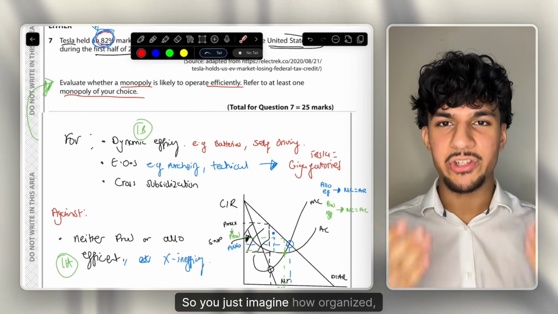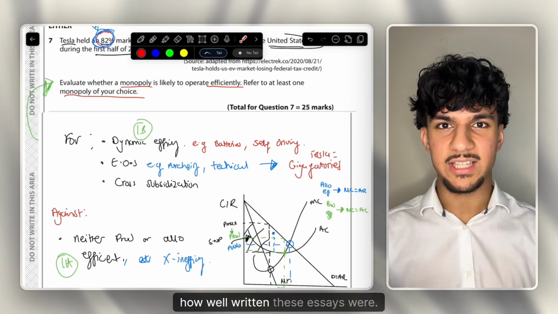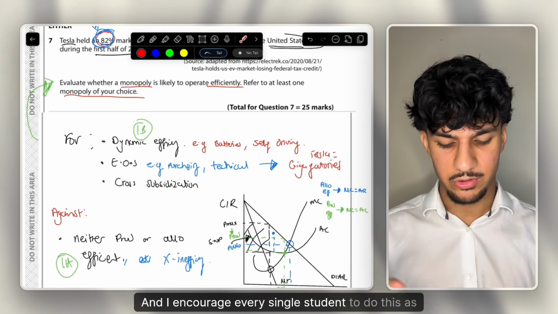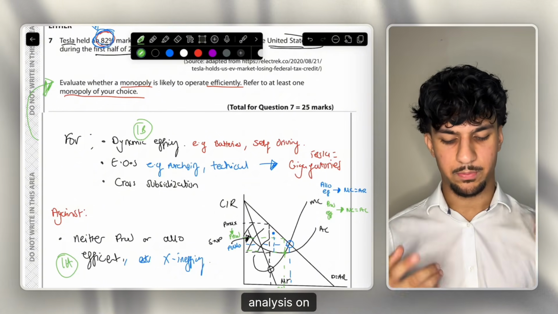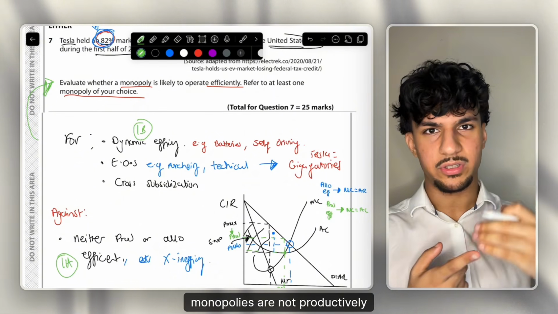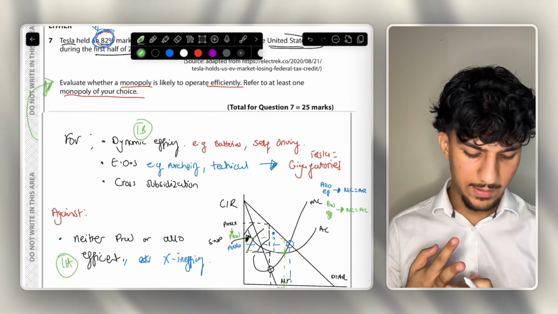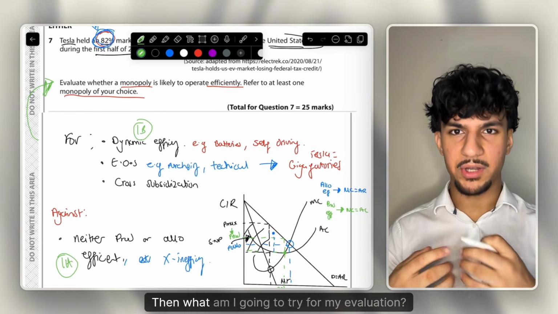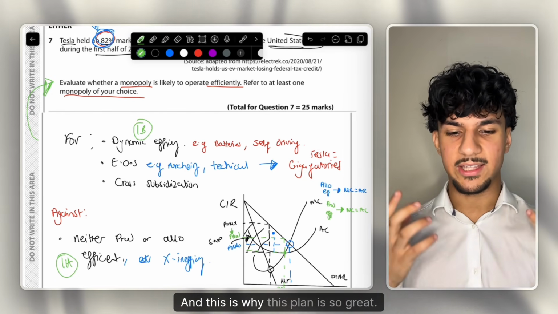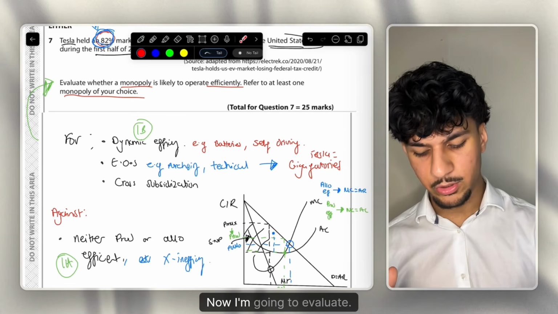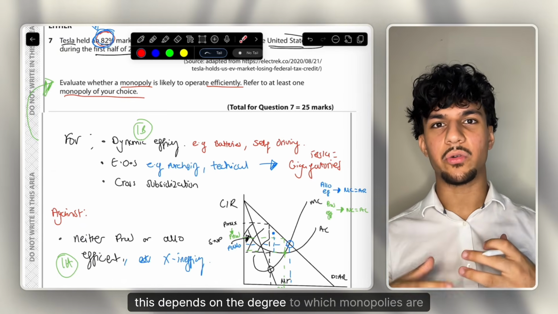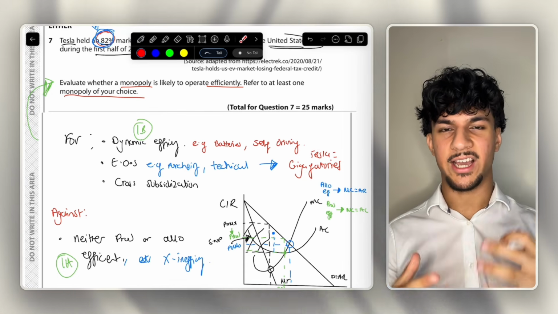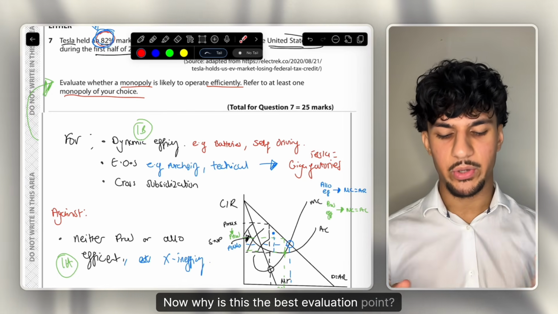So you can just imagine how organised, how well written these essays were, and I encourage every single student to do this as well. So I've done my whole analysis on monopolies, and not productivity, or X efficient. Then what am I going to try for my evaluation? And this is why this plan is so great. Now I'm going to evaluate with saying, however, in evaluation, this depends on the degree to which monopolies are dynamically efficient. Now, why is this the best evaluation point?